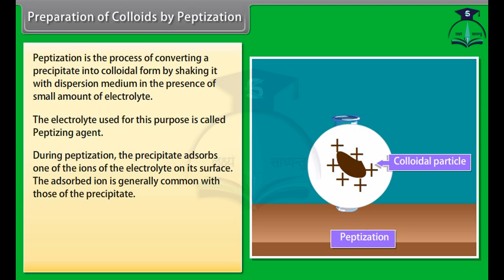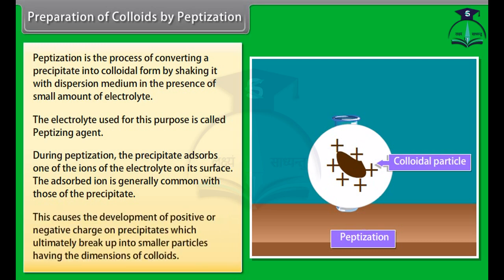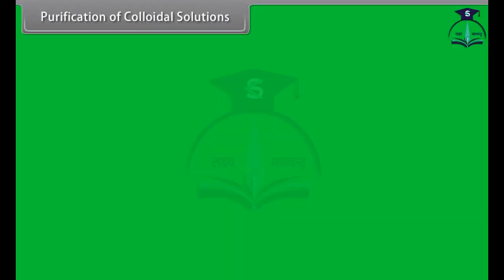During peptization, the precipitate adsorbs one of the ions of the electrolyte on its surface. The adsorbed ion is generally common with those of the precipitate. This causes the development of positive or negative charge on precipitates, which ultimately break up into smaller particles having the dimensions of colloids. Purification of colloidal solutions.